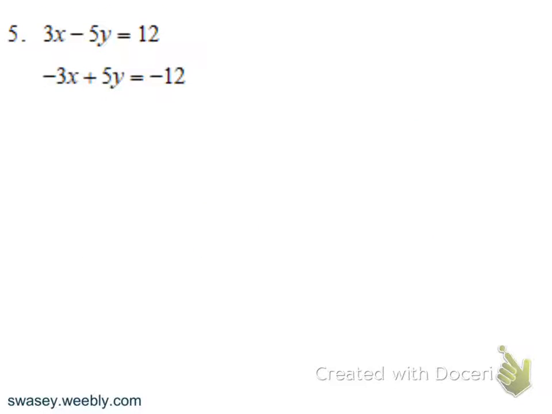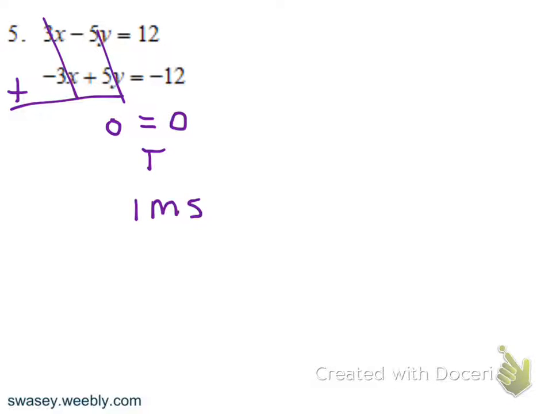Also going to solve by elimination. We'll add our equations together. The x's are eliminated, y's are also eliminated, so we need to write down the 0. 12 plus negative 12 is 0. 0 equals 0, that's true, so think back to your three possibilities. It's going to be infinitely many solutions, or IMS. You can abbreviate as IMS.